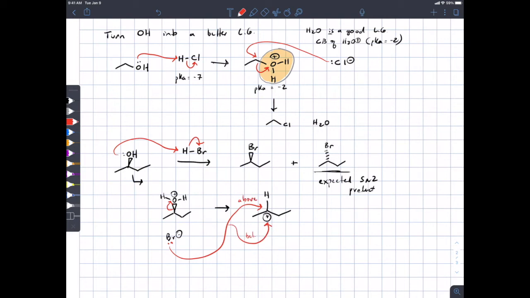If you think those two arrows don't really look like above or below, you just have to imagine them. I'm just indicating that you're coming from above the page or below the page.